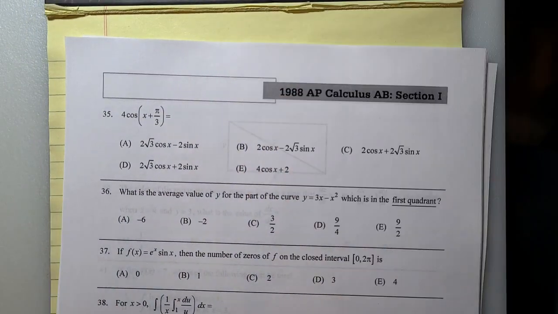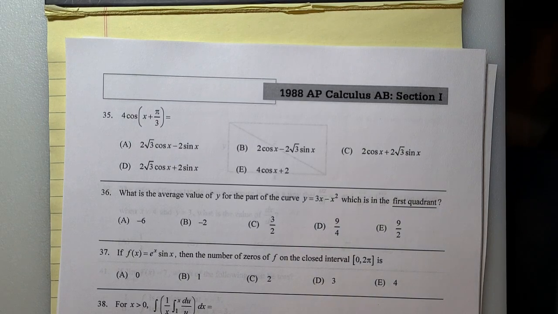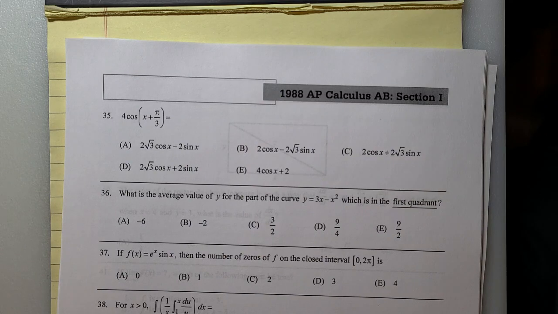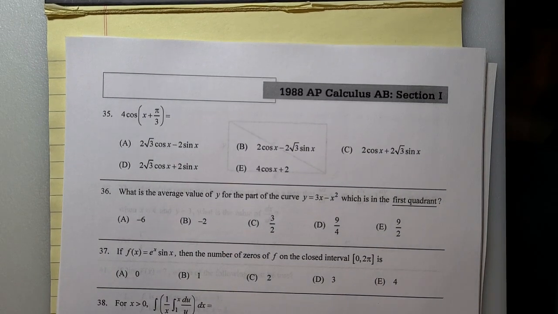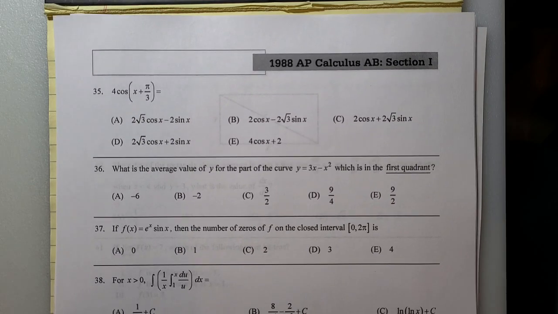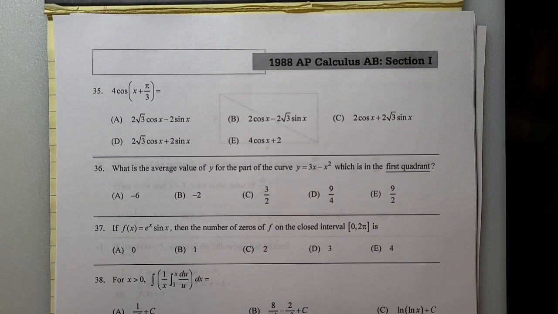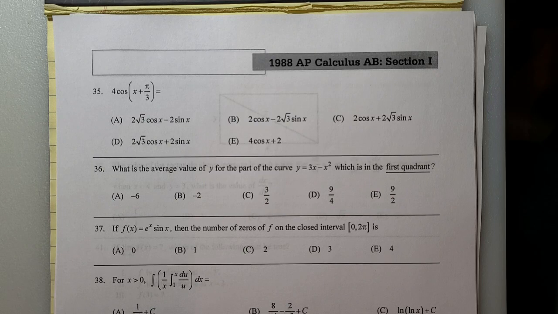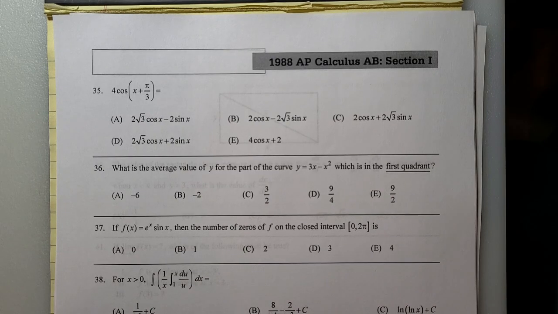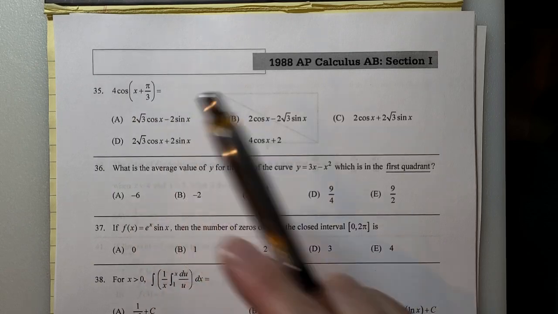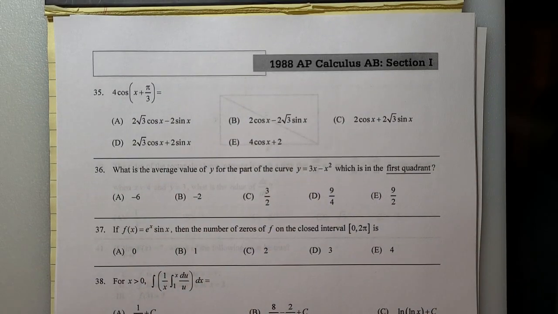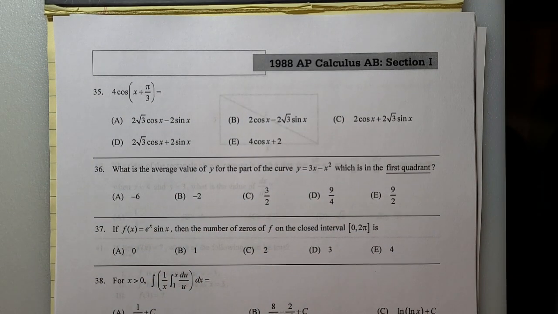This is a strange problem. 4 cosine of x plus pi over 3 is which of the following? So there might be a trig identity that you could use. I can't remember the identity off the top of my head for cosine of a plus b, what that is. So let's do what else we can do. We can just start plugging in numbers.